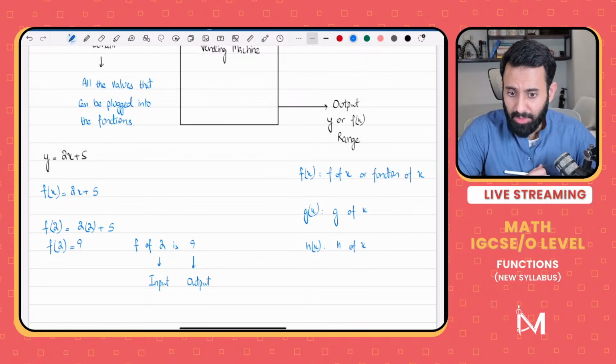Graphs of functions, I will not cover today. That's a separate topic altogether. And I didn't say anything about graphs. Graphs is still part of the syllabus.